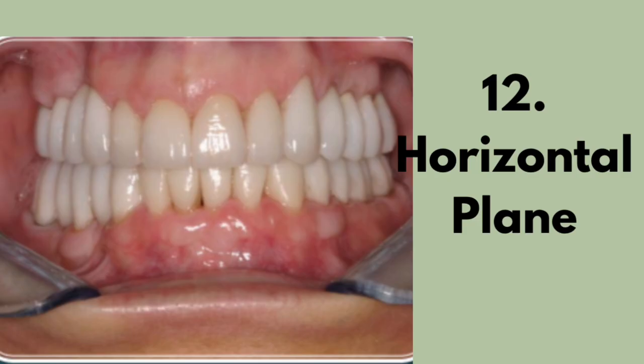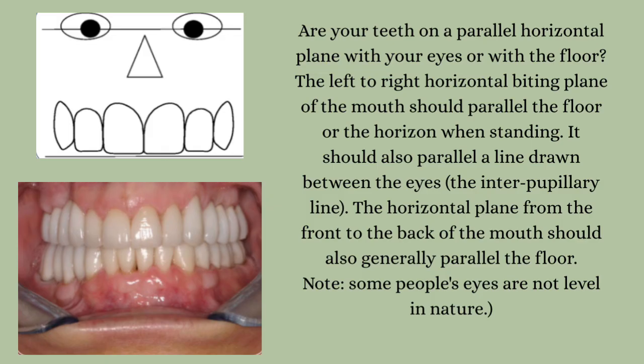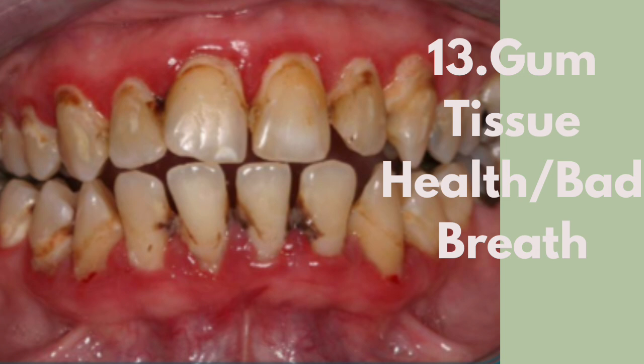12. Horizontal plane. Are your teeth on a parallel horizontal plane with your eyes or with the floor? The left to right horizontal biting plane of the mouth should parallel the floor or the horizon when standing. It should also parallel a line drawn between the eyes, the interpupillary line. The horizontal plane from the front to the back of the mouth should also generally parallel the floor. Note: some people's eyes are not level in nature.